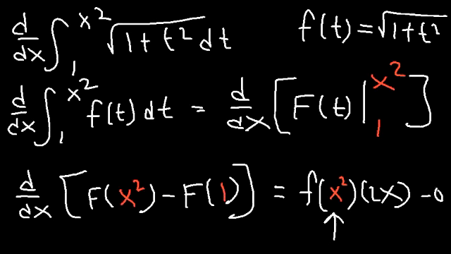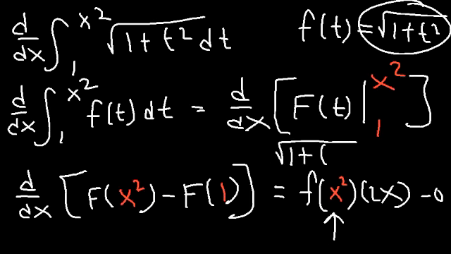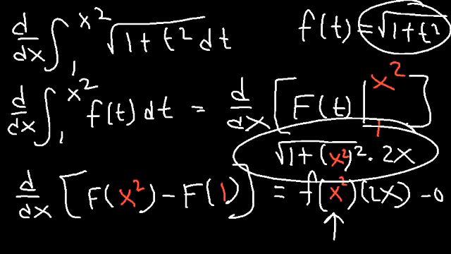So now, if f of t is the square root of 1 plus t squared, f of x squared is the square root of 1 plus x squared squared. And it's multiplied by 2x. So that's the answer. So that's how you can show the work if you want to.